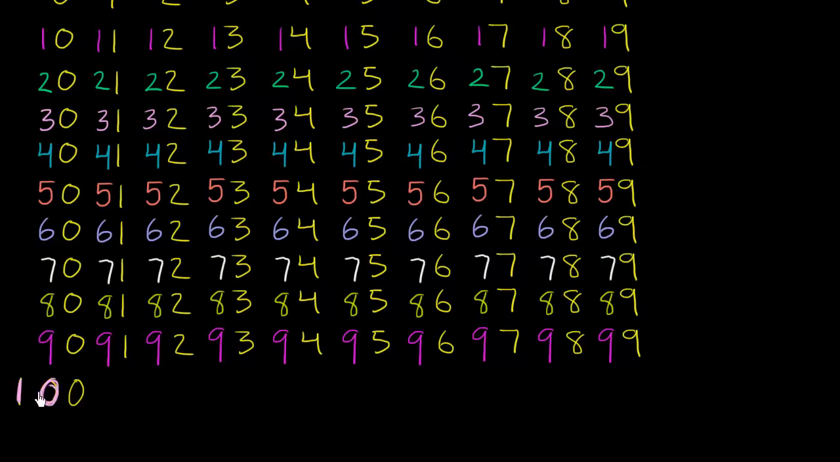right over there. And you see that the pattern still holds. We went from 1, 2, 3, 4, 5, 6, 7, 8, 9, and now we got to 10 followed by a 0. That was pretty neat.